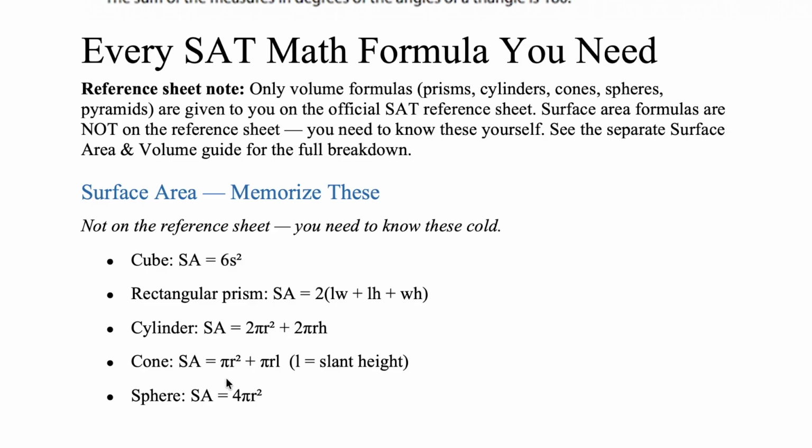A cone is pi r squared, which once again is the area of a circle, the base of it, and then pi r l, where l is the slant height, which basically gives you the surface area of the cone part. Make sure you use the slant height and not the regular height. To go from the regular height to the slant height, you just plug into the Pythagorean theorem, which is up above in the reference sheet: r squared plus h squared gives you l squared, where l is the slant height. Just make sure you always use the slant height, because that is how you find the surface area.